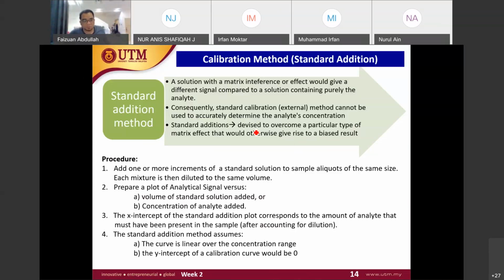Accounting for the dilution. Okay, always account for the dilution. Okay, the standard addition method assumes that the curve is linear over the concentration range and the y-intercept of the calibration curve will be 0. Okay.